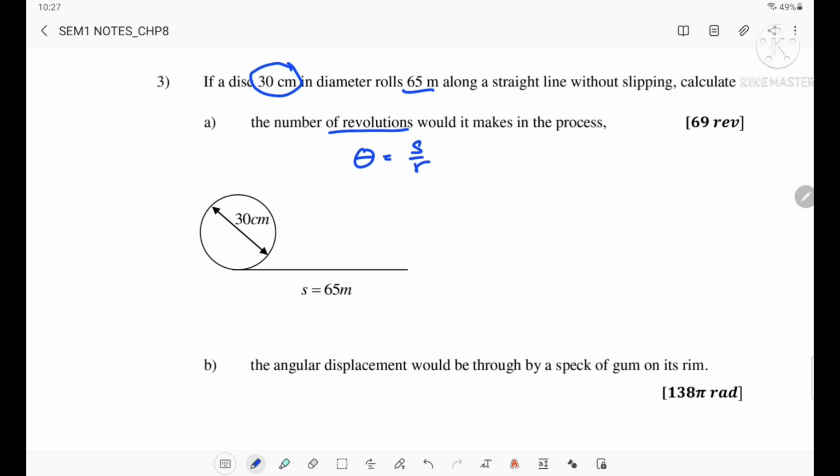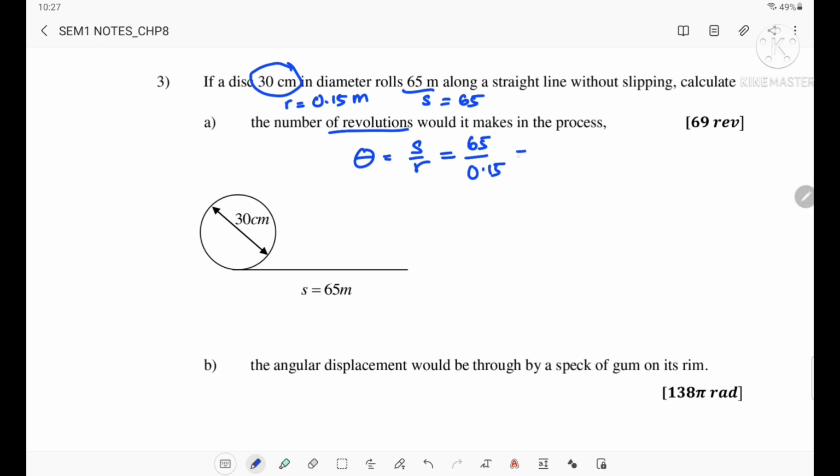From the question, we have the value of the diameter, so convert to meter first in SI unit. Diameter is 30 centimeter, so we find the radius is equal to 0.15 meter, and S, the distance, is equal to 65 meter, already in SI unit. Next you need to substitute the value into the formula. So we have S is equal to 65 and R is equal to 0.15 meter. Don't forget to convert into SI unit first before you substitute the value into the formula.